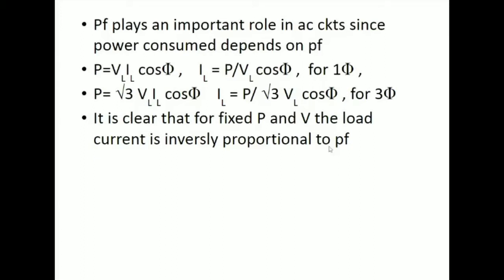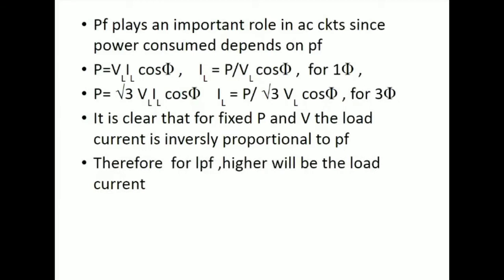So as the power factor becomes 0.5, the current will be doubled. So as the power factor is reduced, current increases. Current will be minimum only when cos phi is unity. Therefore, for low power factor, meaning less than 1, higher will be the load current.